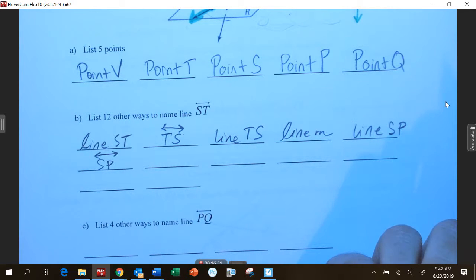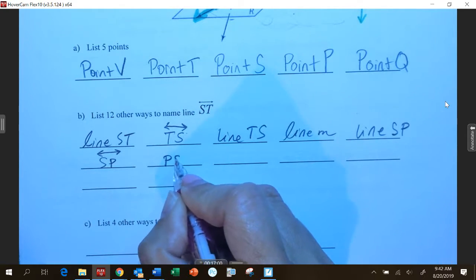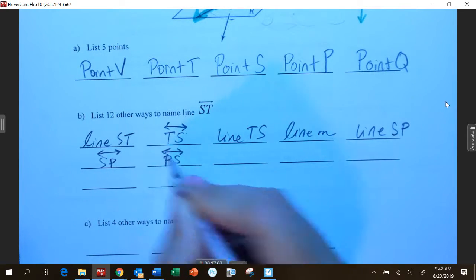And now I'm going to start cold calling. Derek, can you give me another one? Line PS symbols. Perfect. PS with the symbols, and I like how he said symbols, so I knew which one he was talking about.